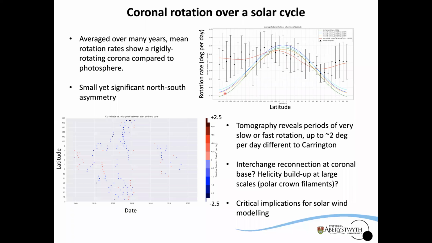And when you compare that to the photospheric rotation rates shown here, the corona indeed looks as if it's rotating rigidly. But this hides the true nature of the coronal rotation. This lower plot is showing, as a function of latitude and time from 2008 to 2020, the various rotation rates we measure. And these can vary from -2 to +2 degrees per day compared to the Carrington rotation. It just happens to be that when you average them, they average close to the Carrington rotation at all latitudes. So there's a real mixed bag here.